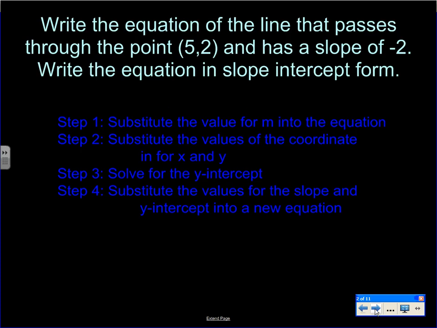For instance, here would be one example. It'll say write the equation of the line that passes through the point (5, 2) and has a slope of -2. Write the equation in slope-intercept form.